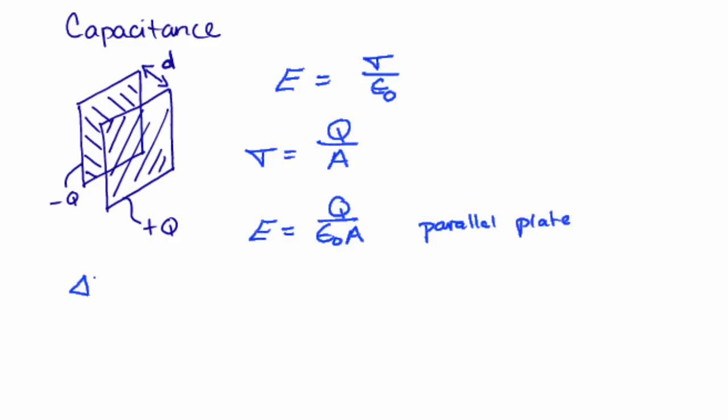From chapter 23, we also found that the difference in potential between these two plates can be written as the strength of the electric field times the distance between the two plates. And again, this is specifically assuming a uniform electric field, which we do have between these two plates, and that d is the distance between the two plates.